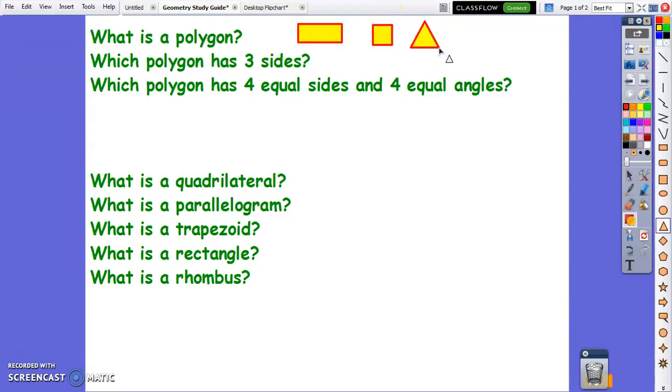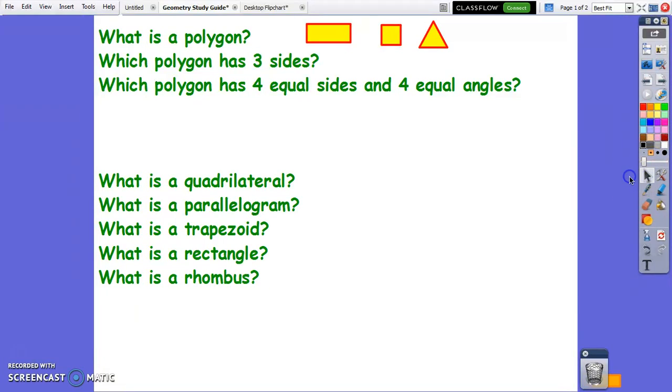Now, on the test, if it says what is not a polygon, look for some sort of shape that might look like this, that does not have straight sides and it is not closed. That would be an open shape, so that's not a polygon.